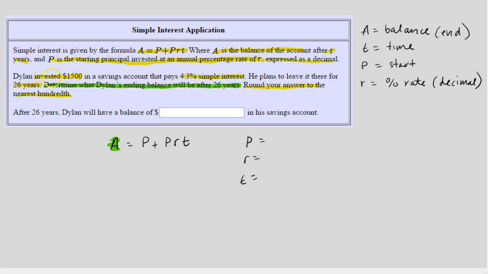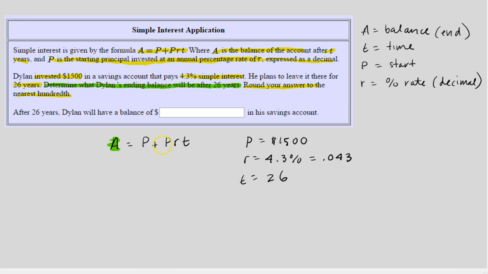Okay. So Dylan invested $1,500, so that was his starting balance, is $1,500, in a savings account that pays 4.3% simple interest. So we have 4.3%. But remember, they said to write this as a decimal. So to change a percent to a decimal, you can move the decimal over 2 places to the left. So this would be 0.043 as a decimal. And then they said he plans to leave it there for 26 years. So that's our T value.